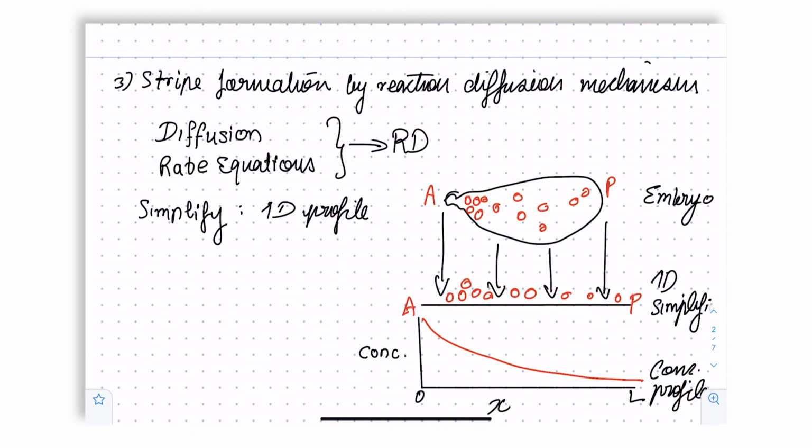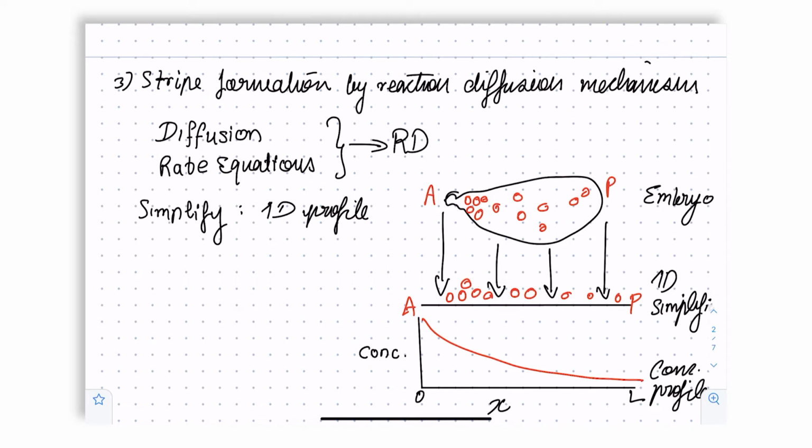So stripe formation by this reaction diffusion mechanism is thought to be a combination of the two concepts that we've already spoken about. The first part of the semester, we in fact spent quite a bit of time, perhaps too much, on diffusion. And the second part, which is rate equations. And this in fact combines to give us reaction diffusion systems, meaning to say reactions represented by rate equations and diffusion represented by the Fick's laws.